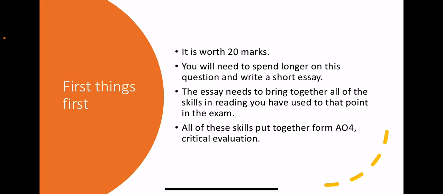So that is your AO1 skills, which is where you retrieve information and show your inference, your AO2 skills, which are your method analysis. You don't need to bring in AO3 because that is the comparison, and you only use that for the comparison question on paper 2. So all of these skills, AO1 plus 2, come together to form AO4, critical evaluation.